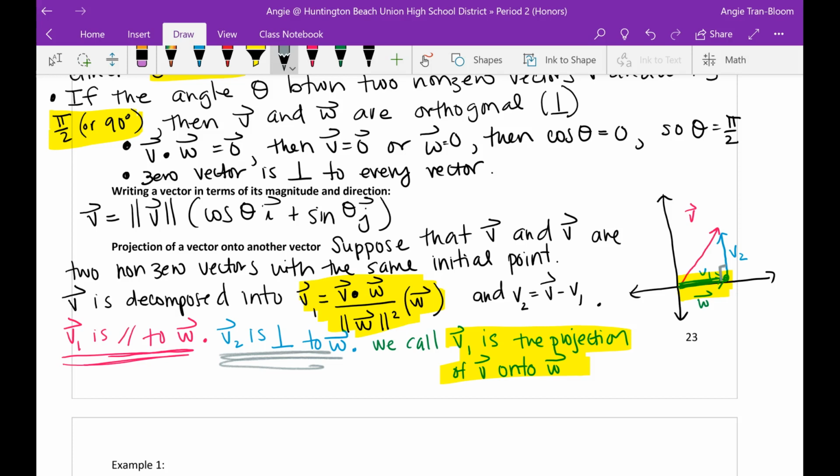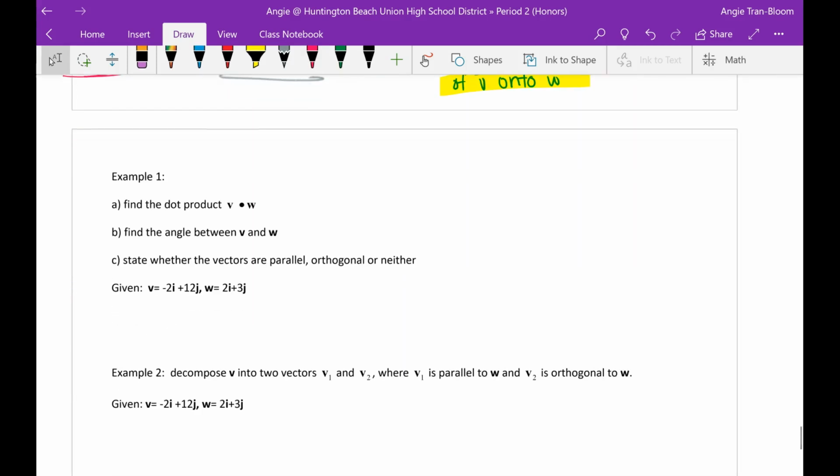And is V1 plus V2 equal to just V? Sure, because if V2 equals V minus V1, then with some basic math, this is supposed to be a vector, I can add V1 back to the left-hand side and that equals V. So all of that is true. Now we are going to use all of these definitions right away.